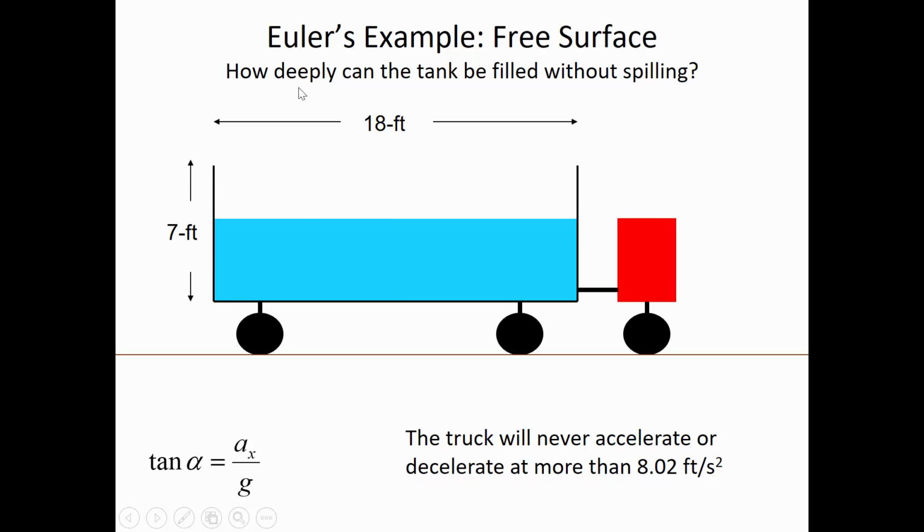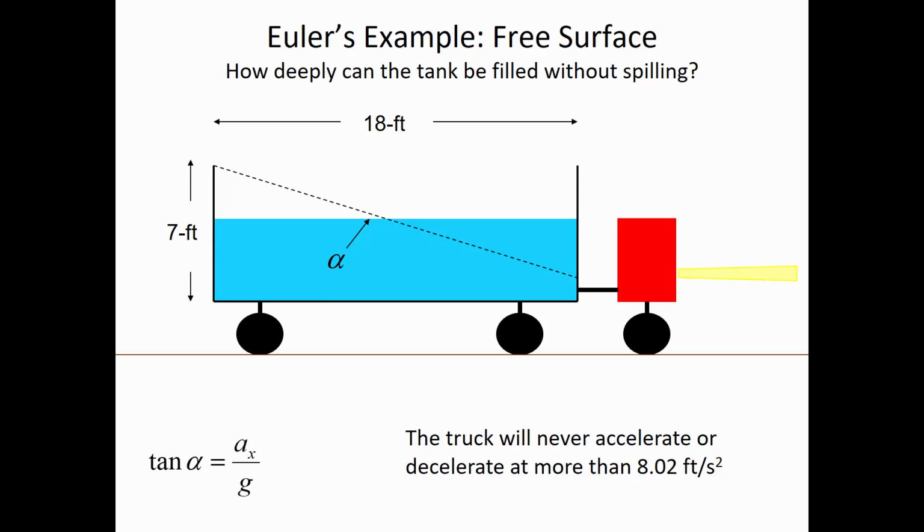We don't want any liquid to spill. So what we're going to be trying to find out is, when it's accelerating at 8.02 feet per second squared, the ratio of that acceleration to gravitational acceleration, which we know is 32.2 feet per second squared, will tell you the maximum angle that you can expect to see. Once you've solved for that maximum angle, the question is, if the water is just right up to the edge of the 7-foot height, then what is that distance, and what does it tell you about how deeply the tank can be filled?